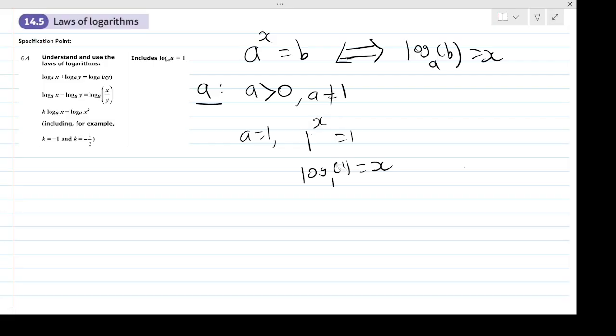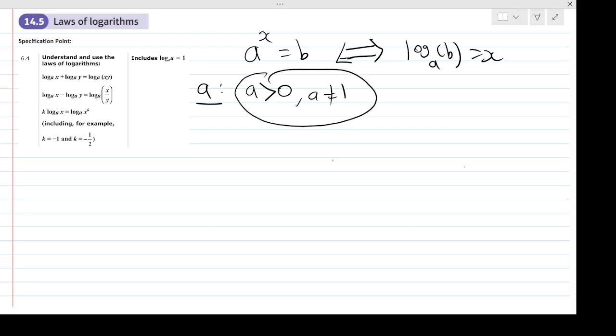So actually with logs, we want the function to work, which means it needs to give one single output, not many. A cannot be 1 either. Okay, and that's it. That is the domain of x. So remember, the domain is the possible outputs. Okay, so that means A has to be positive but also not 1.